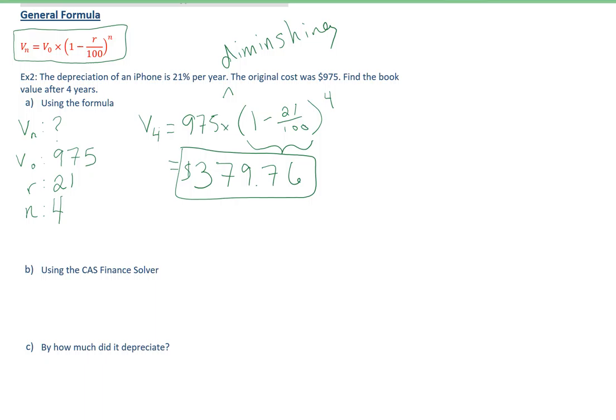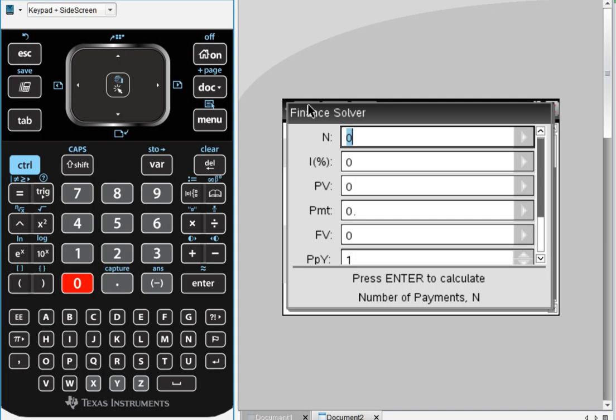Alright, now we can also use the CAS to confirm this answer, so we can use our finance solver. So let's hop to the CAS. I've already got my finance solver open. If you didn't, it's just menu 8 and 1 to get that to open once you're in a calculator page. So remembering N, that's our number of payments. In this case, since it's yearly, that's going to be 4. Now I, the interest rate: because we want it to go down, we're actually just going to make this negative 21.